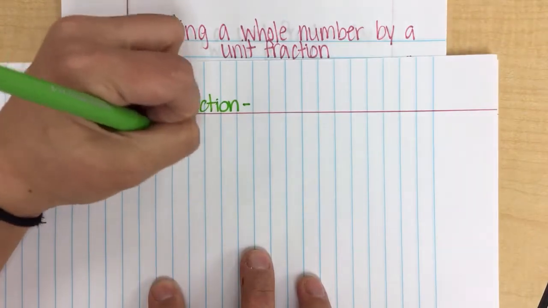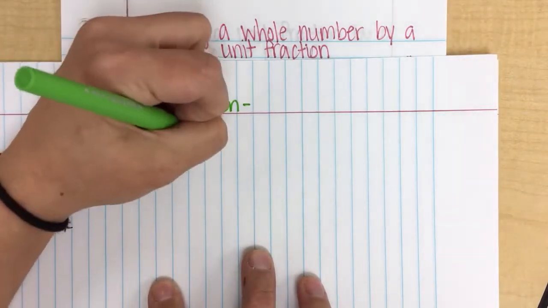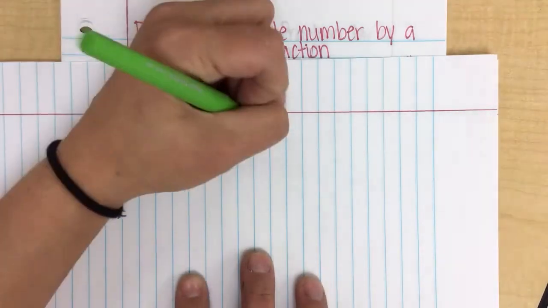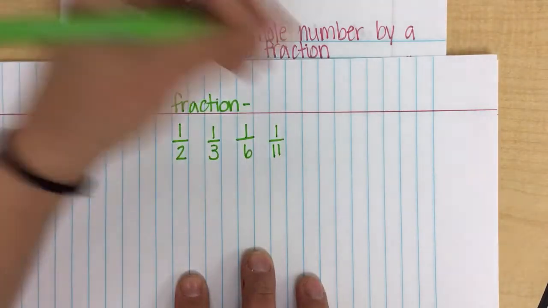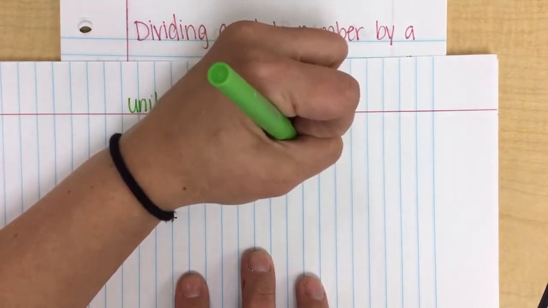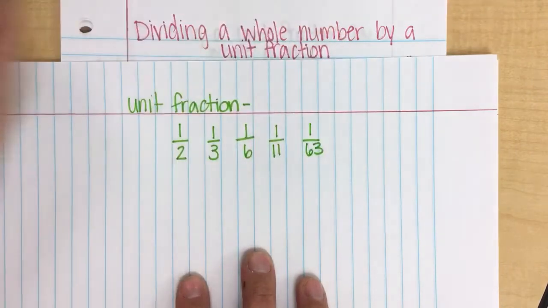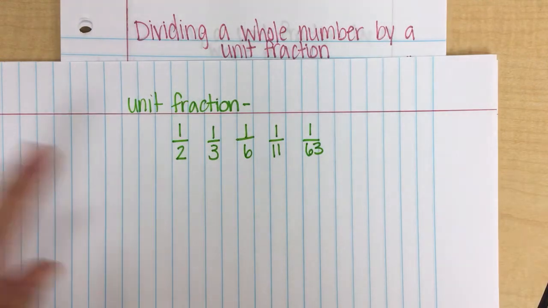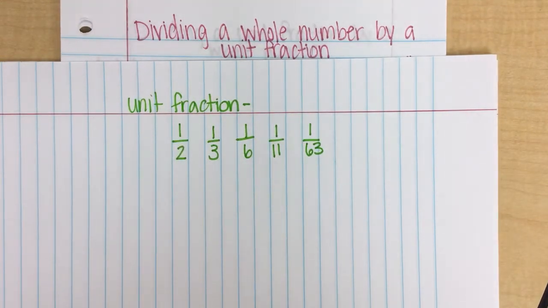So examples could be 1/2, 1/3, 1/6, 1/11. I even had kids say 1/63. Any of those are considered unit fractions because they have a 1 as their numerator and any positive number as a denominator.